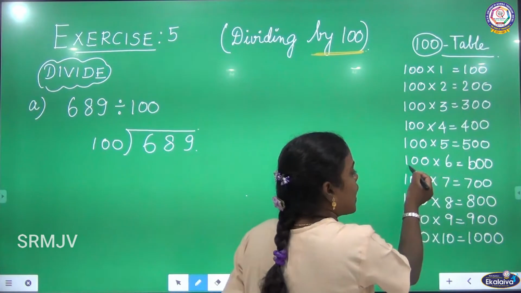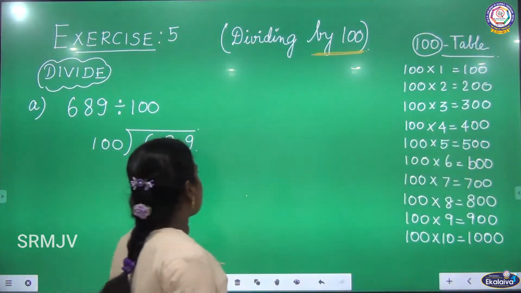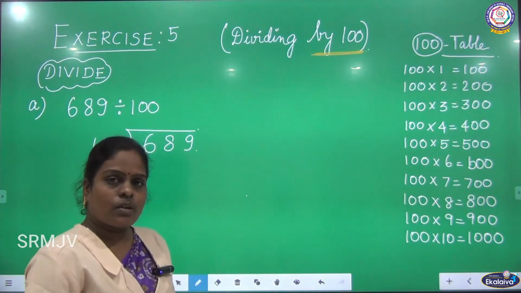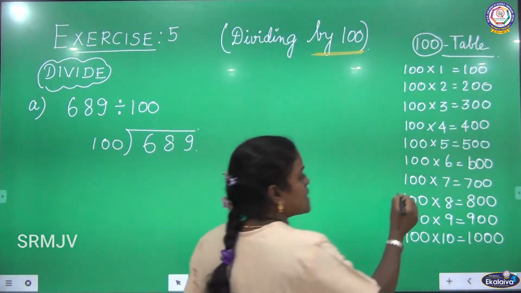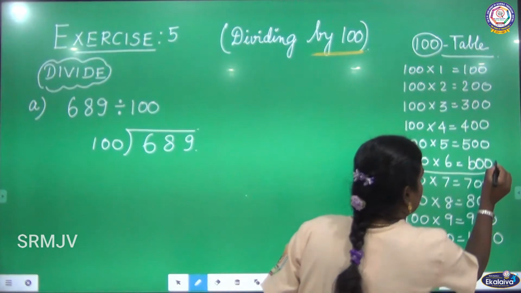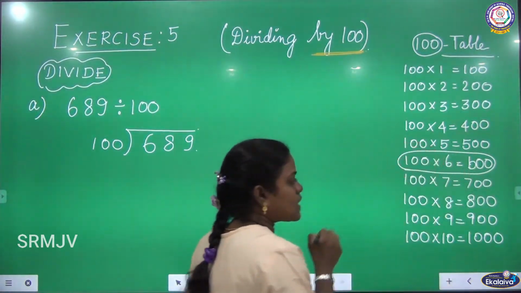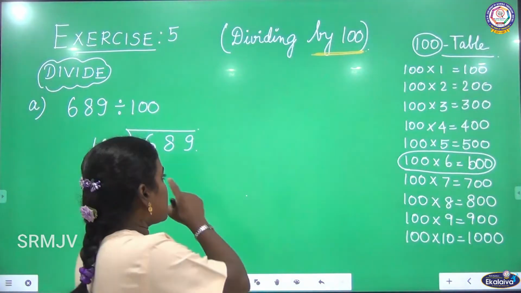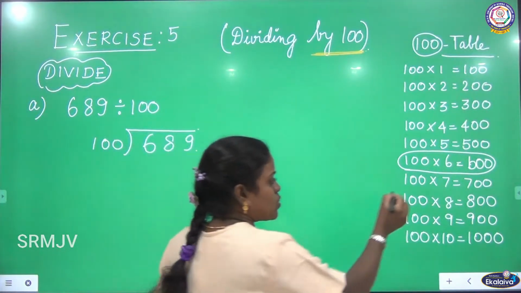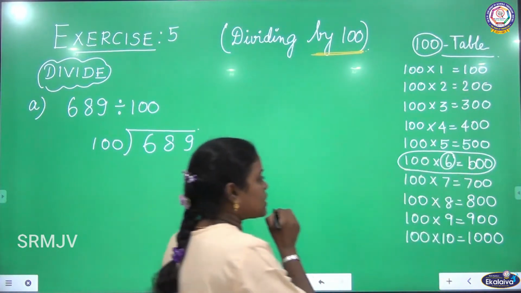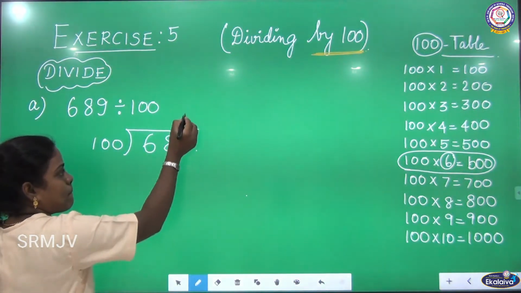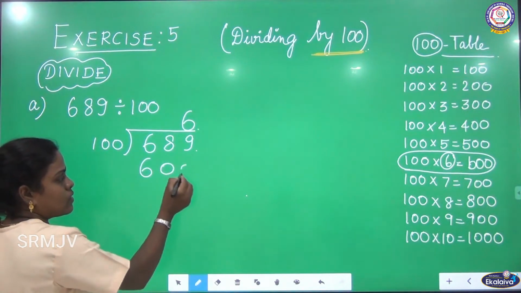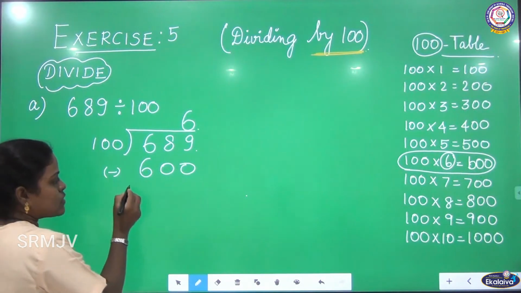100 sixes are 600. 100 sevens are 700. Here we have to take the 6th time, that is 100 sixes are 600, because 700 is greater than the dividend. So write 6 in the quotient, 600 below the number. Now subtract the numbers.